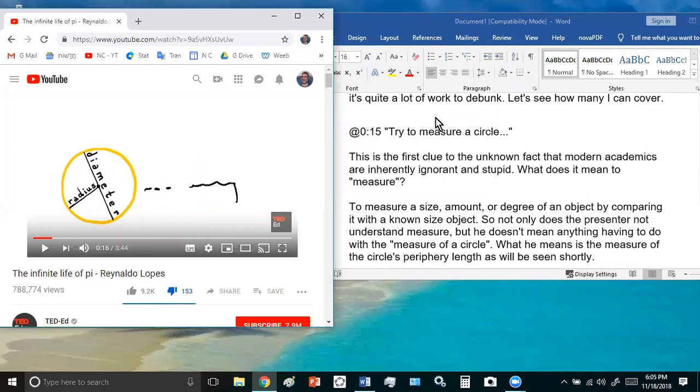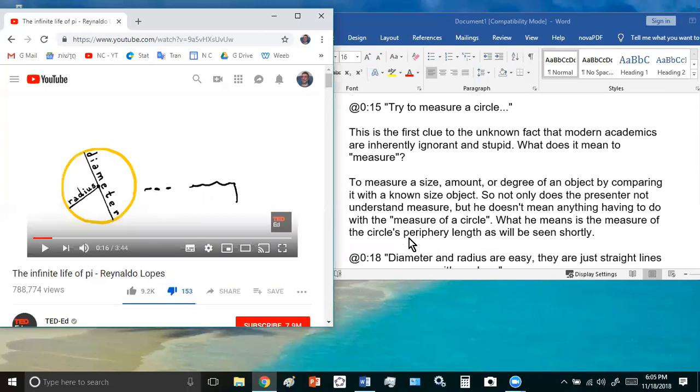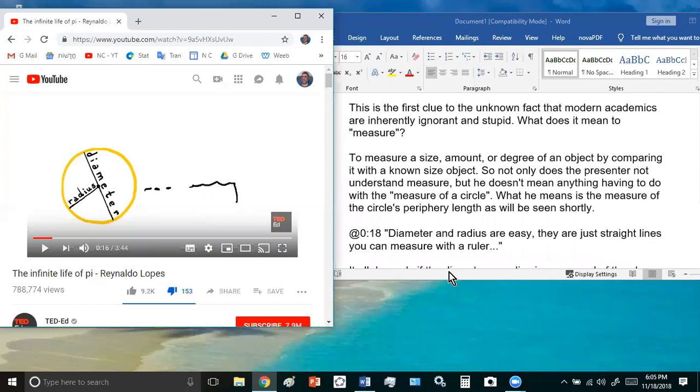So the first thing you hear is try to measure a circle. Well, this is the first clue to the unknown fact that modern academics are inherently ignorant and stupid. What does it mean to measure? Okay? To measure a size, an amount, or degree of an object by comparing it with a known size object. Okay? That's what it means to measure.